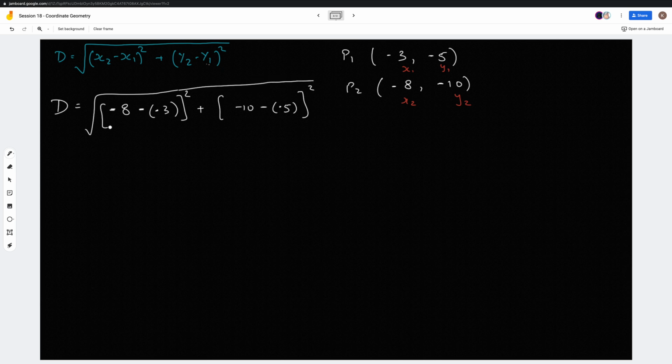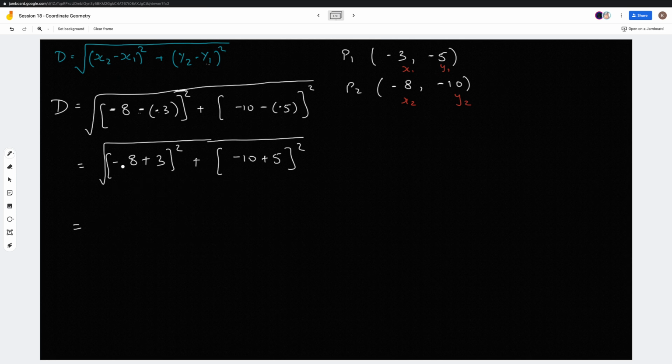Many students, what happens is they write the equation correct, they write the squares correct, but they forget the square root and they make a big blunder. I want you guys not to do that. Remember the square root always. Now negative 8. What is minus of minus? Minus times minus is plus 3 whole square plus minus 10. What is minus of minus? It is nothing but plus 5 whole square. And this whole thing is in the square root.